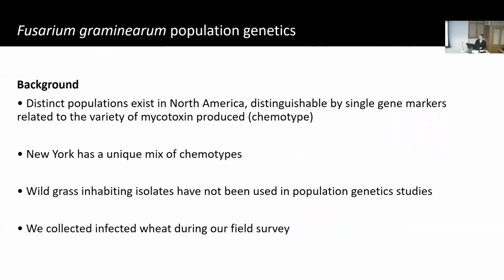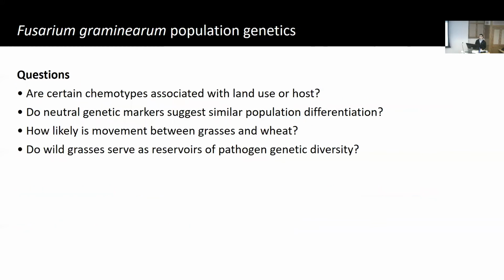New York is a particularly interesting place to study these populations. Isolates derived from wild grasses have not been considered in previous population genetic studies. And as a reminder, we collected wheat isolates during our field survey. So based on that, there are a lot of questions worth asking, but these are the 4 that I'm going to tell you about. Do land use or wild hosts influence chemotype ratios?